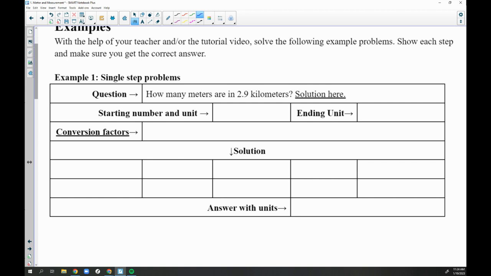So the first thing we need to do is read the question really carefully and identify the starting unit, the thing that you've been given, and the ending unit. The thing that you've been given in this case is 2.9 kilometers, so that's going to be our starting unit and number, and our ending unit is going to be meters. So you could think of it like this, where we're going from kilometers to meters. And you really got to read the question carefully and identify that correctly, because if you get that part of it wrong, you're kind of doomed for the rest of the problem. Any questions so far?